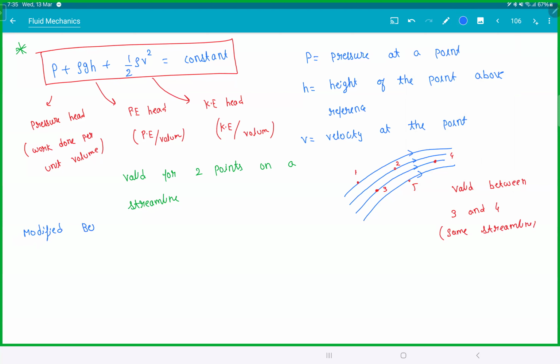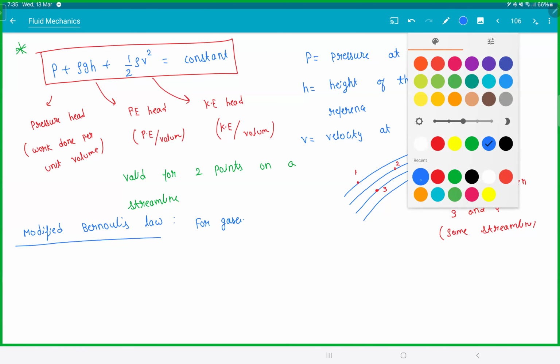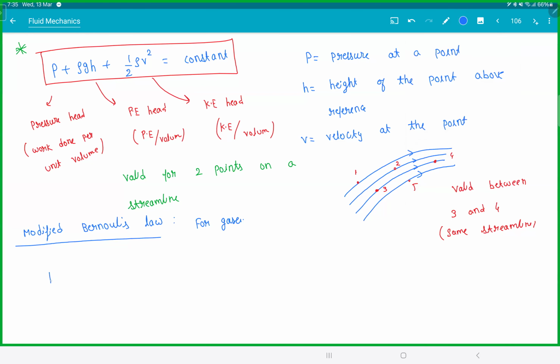Modified Bernoulli for gases. So what is this modified Bernoulli's thing? Especially we use this for gases, because whenever gases expand or compress, the temperature changes. So this is how the formula becomes: pressure plus rho g h plus half rho v square plus du by dV is constant.